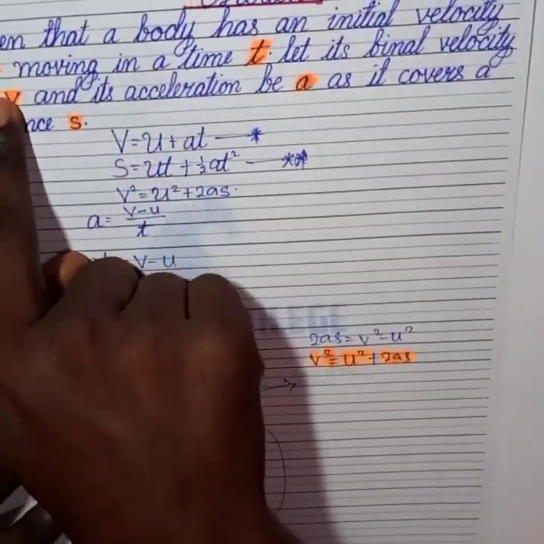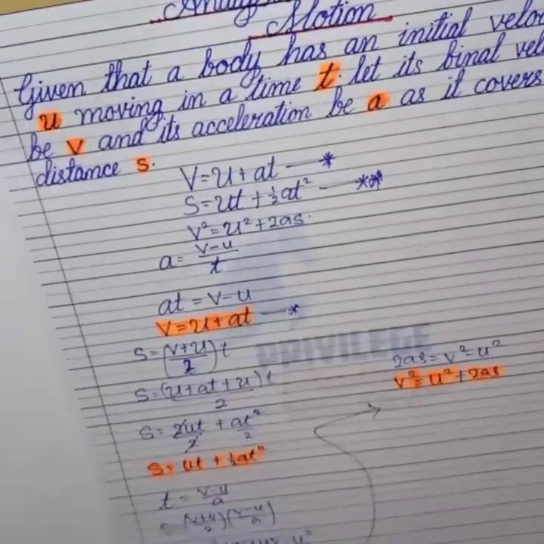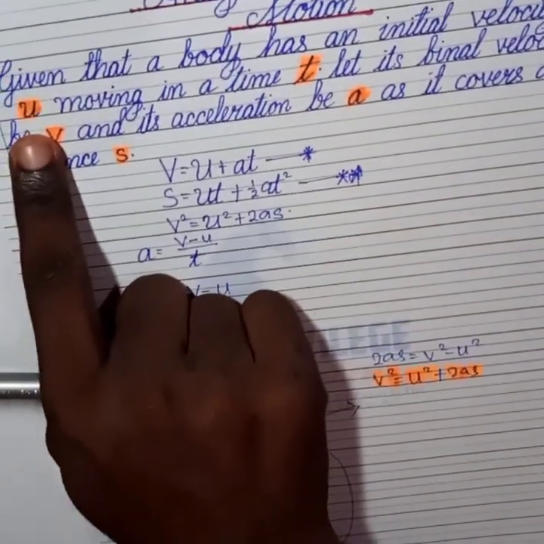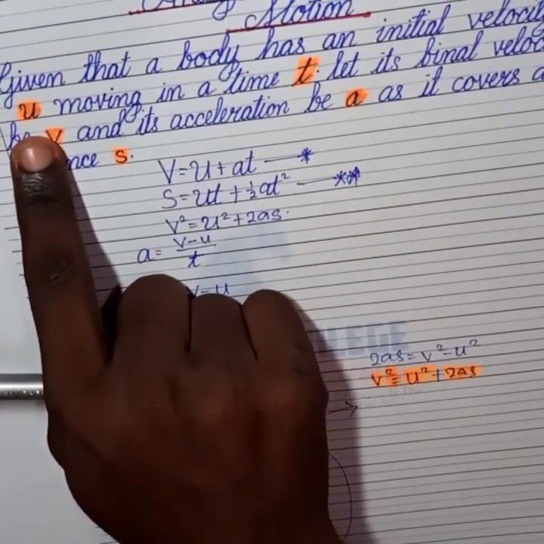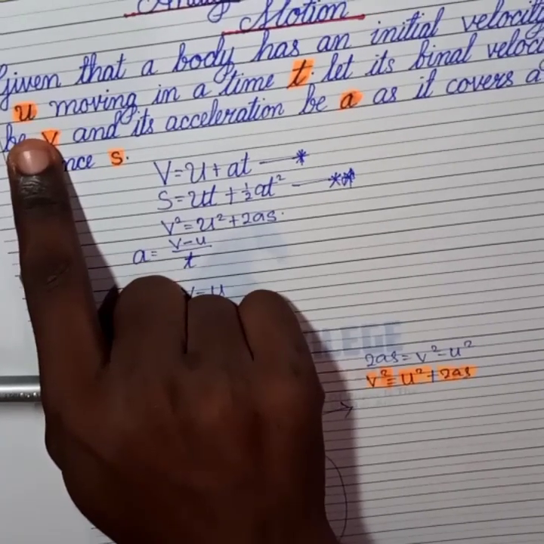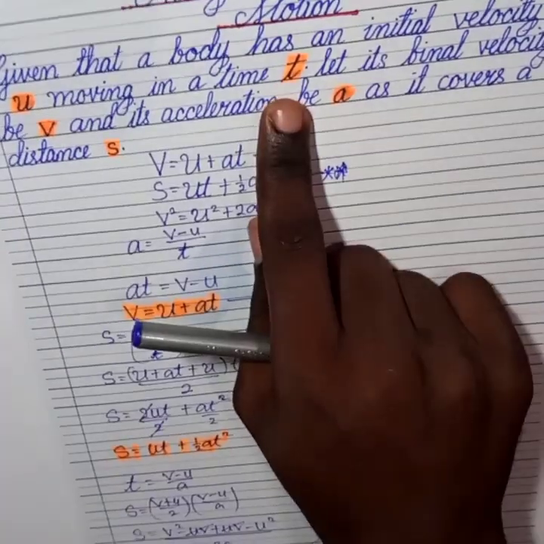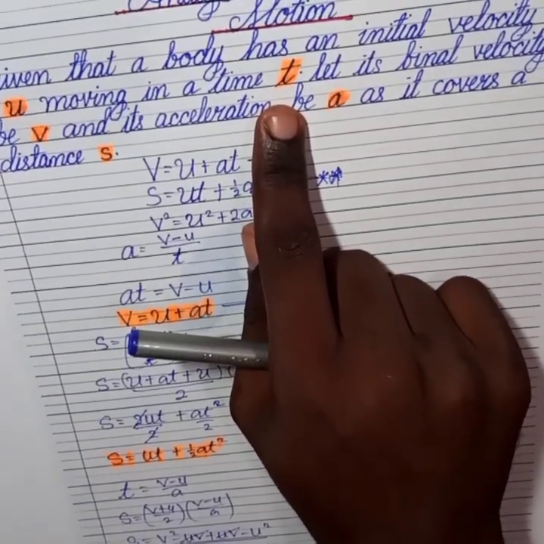Now, I would like to quickly explain the parameters that we have in this question. U, which is initial velocity. When a body starts from rest, the initial velocity usually becomes what? 0. Except in the case of when the body is retarding. The time taken is measured in seconds.